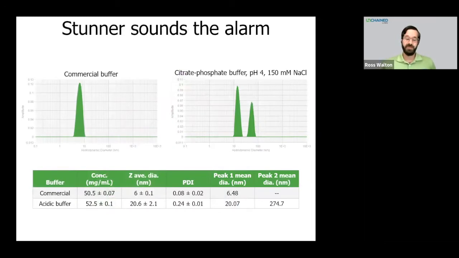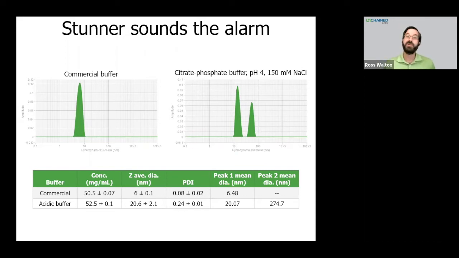So here we've got an example of a monoclonal antibody at about the same concentration, 50 milligrams per milliliter, in 2 different buffers. It's a commercial buffer and an acidic citrate phosphate buffer with some sodium chloride. Now you can see right away from the DLS intensity distributions that the antibody is monodispersed in the commercial buffer, but it aggregates in the other buffer. But we can actually do a little bit of quantitation on that as well.